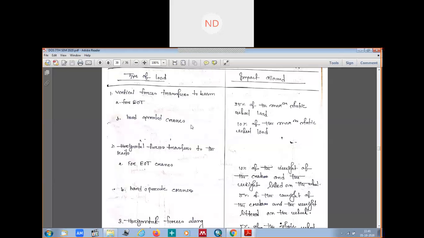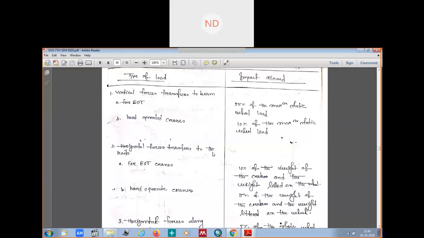Okay, and if your machines are hand operated, then for the vertical forces transferred to the beam, how much impact load is allowed? In that case, it is 10% of the maximum static wheel load. So when it is EOT, we have 25% of the static load, and if it is hand operated, it is 10% of the maximum static wheel load.